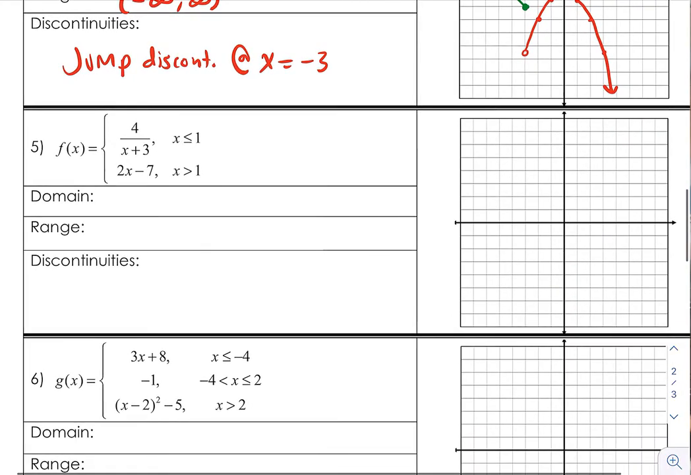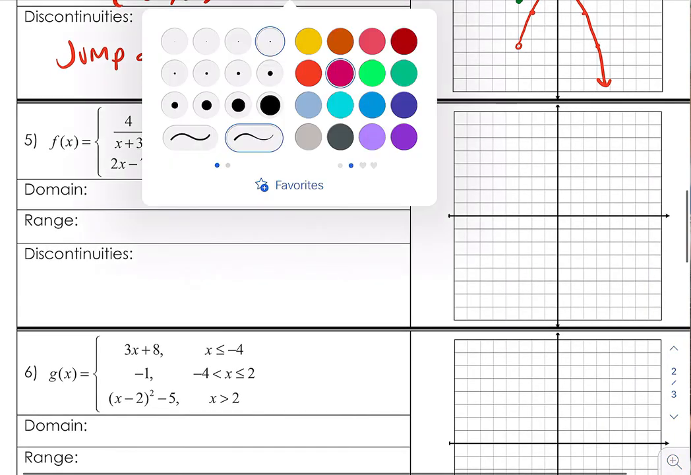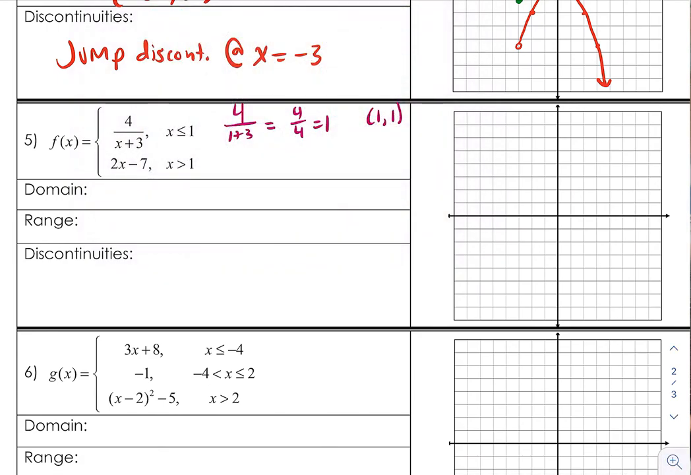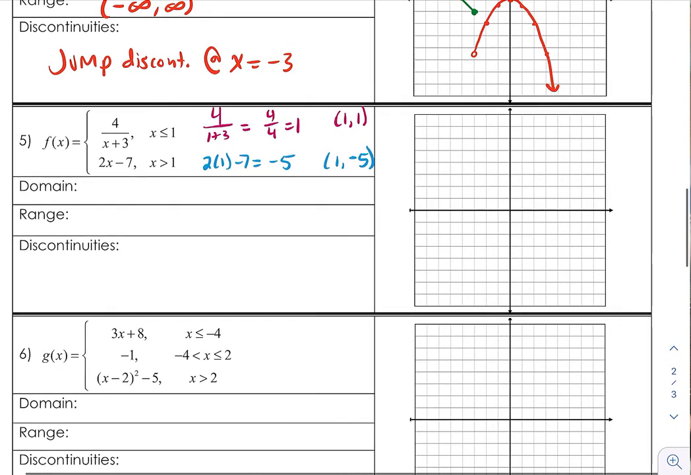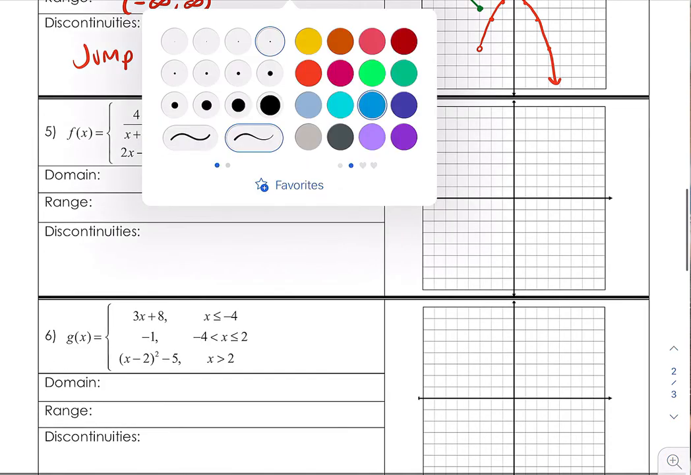All right, so substituting in 1, this gives us 4 over 1 plus 3, so 4 over 4. So that is a y value of 1, so our graph goes through 1, 1. Then for our other function, we have 2 times 1 minus 7. Working that out, that gives us -5, so we go through 1, -5. You'll see, I don't know why, but -5 is really popular in this note set. We'll do a lot of points that go through -5.